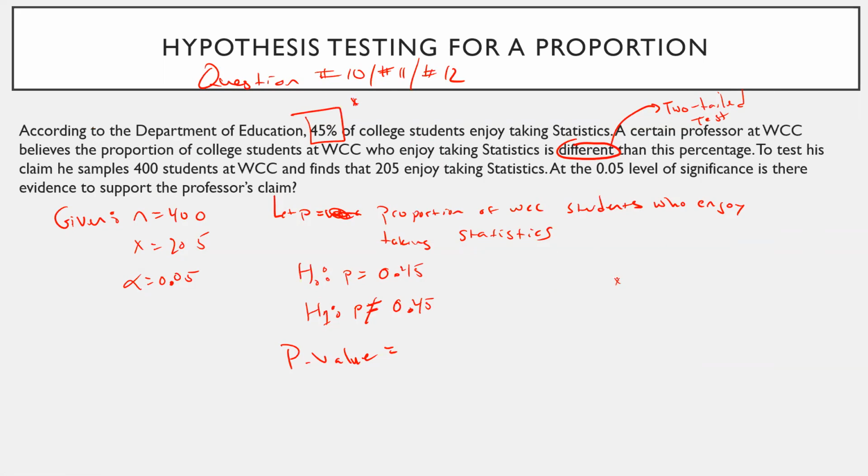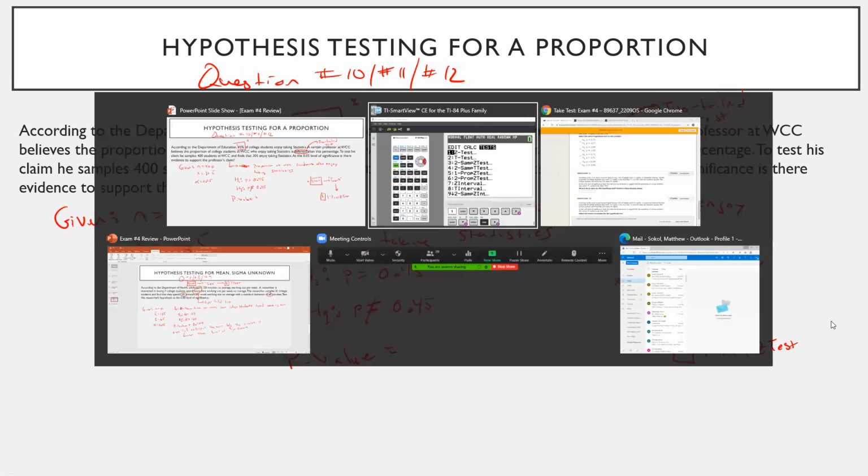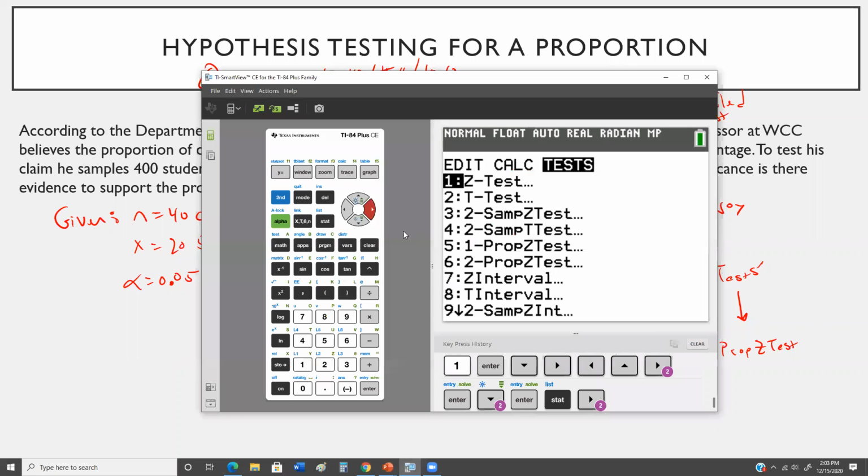I'll do it over here. So you went stat button on your calculator. You scroll over to tests. And then it was option number 5. 1-prop-z-int. Or 1-prop-z-test, sorry. 1-prop-z-test.